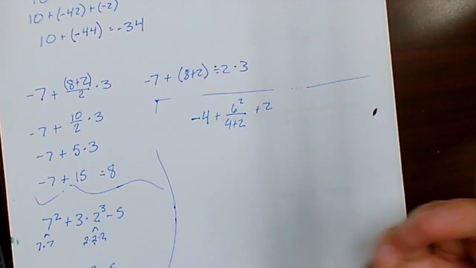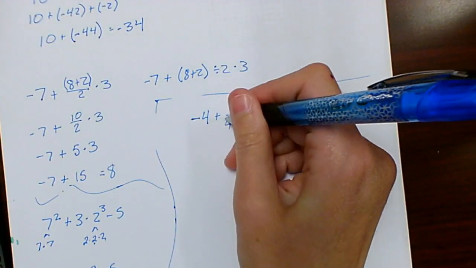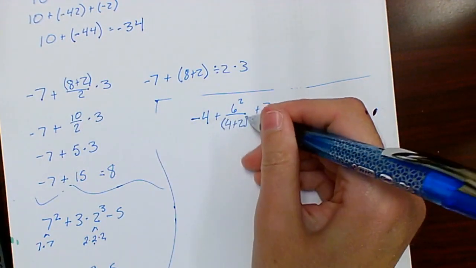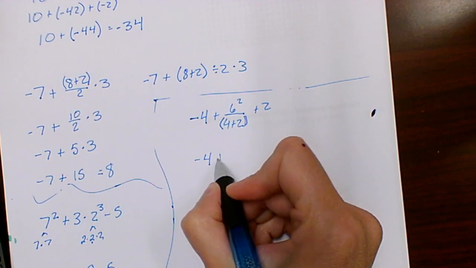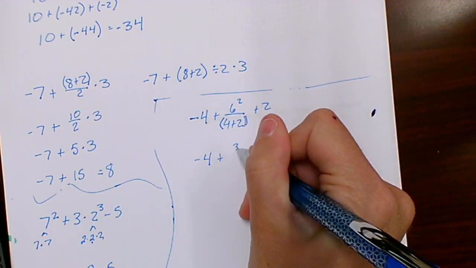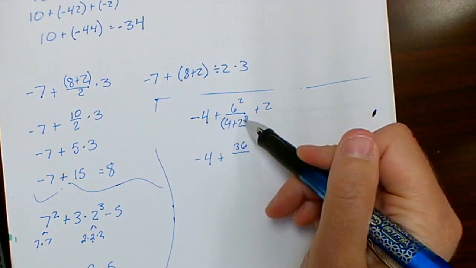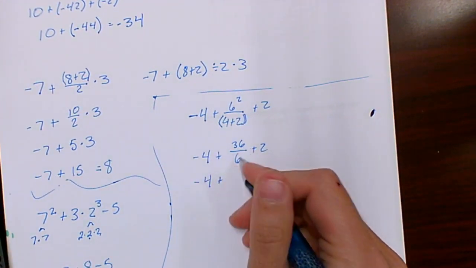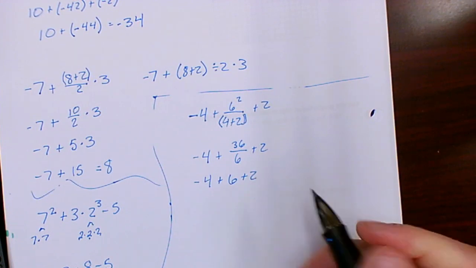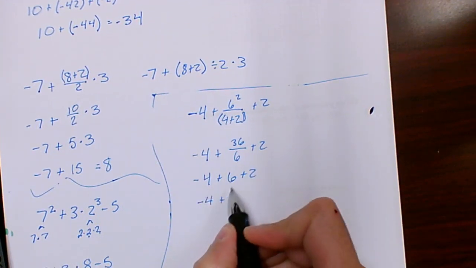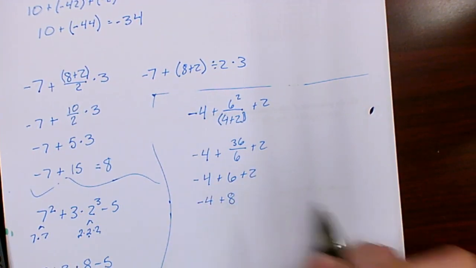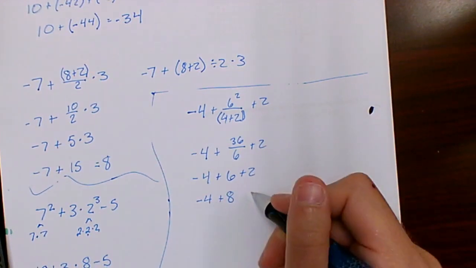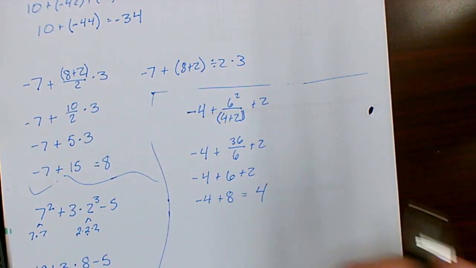Okay, again, we have to work our parentheses, which technically we have parentheses in our numerator and denominator. So negative 4 plus 6 times 6 is 36, divided by 4 plus 2 is 6. 36 divided by 6 is 6. Negative 4 plus 6, 7, 8. I'm going to go ahead and say 6 plus 2 is 8, and then we're going to add those two together, which gives us 4.